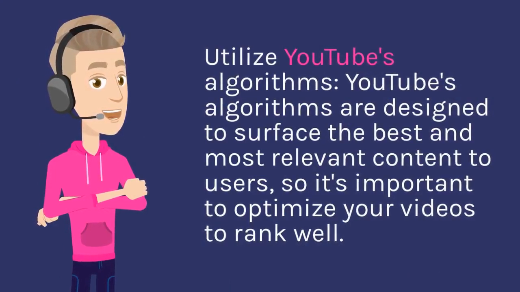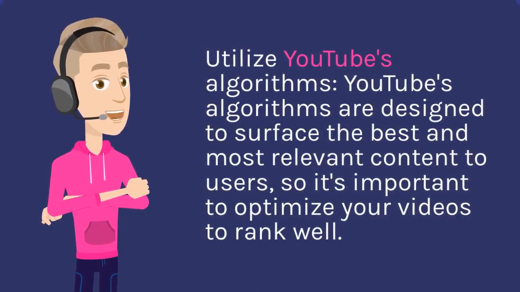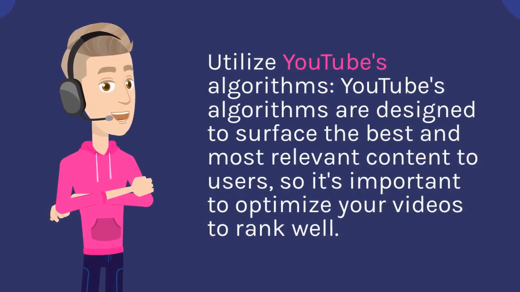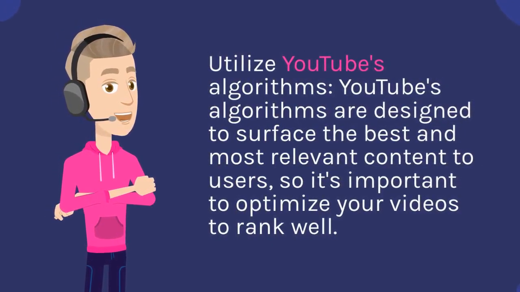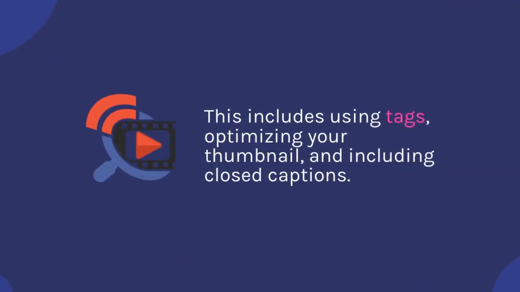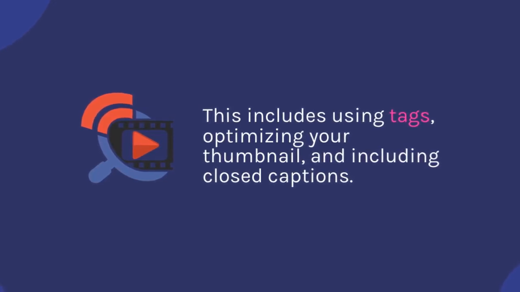Utilize YouTube's algorithms. YouTube's algorithms are designed to surface the best and most relevant content to users, so it's important to optimize your videos to rank well. This includes using tags, optimizing your thumbnail, and including closed captions.